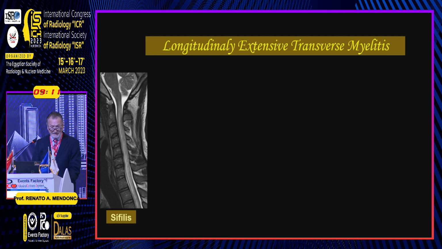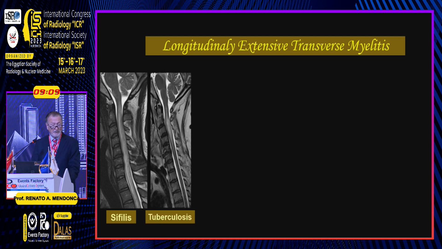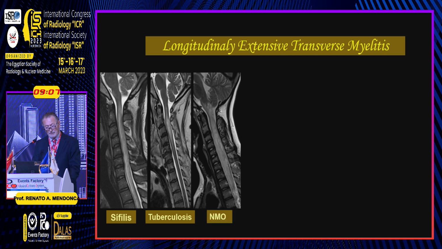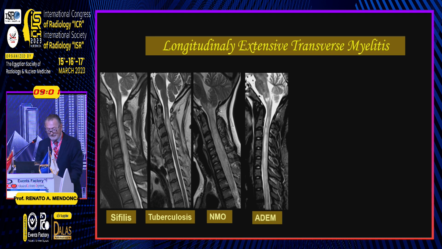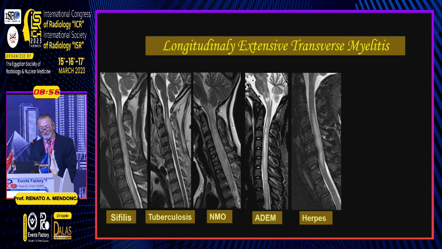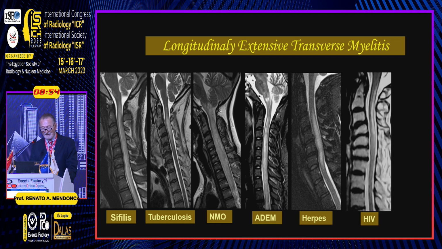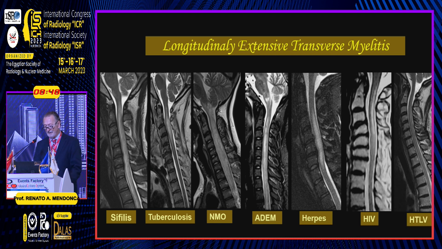This is syphilis. This is tuberculosis, all long. This is neuromyelitis optica. This is acute demyelinating encephalomyelitis. This is herpes virus, and this is human immunodeficiency virus and human T-lymphotropic virus.